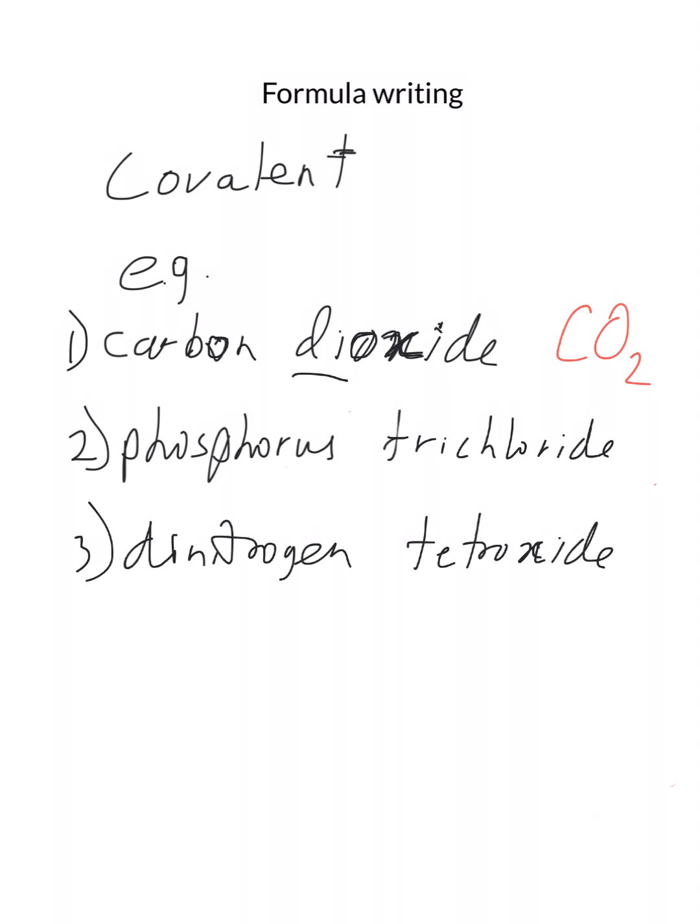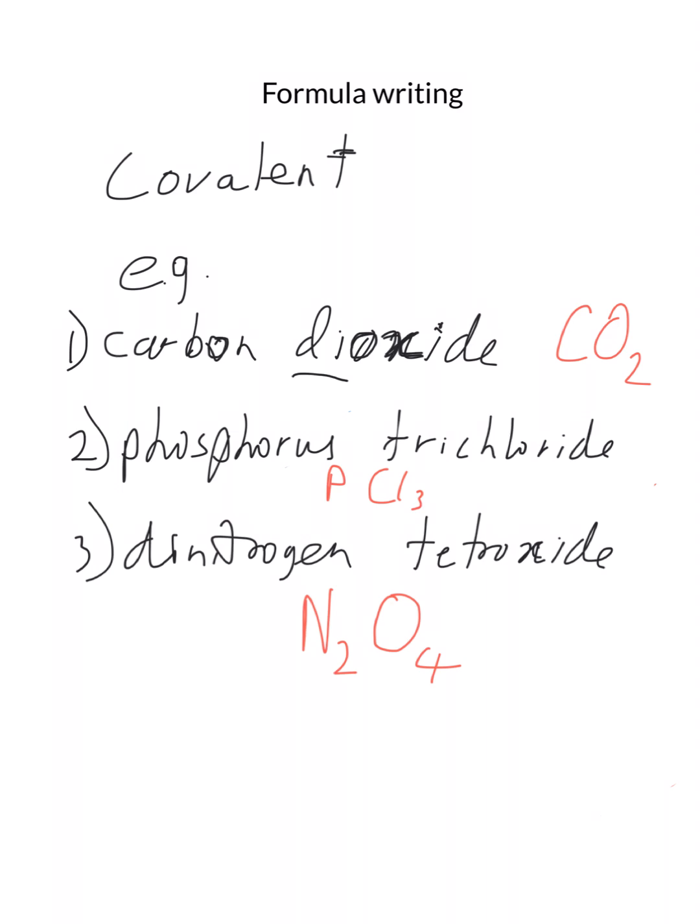Next up we have phosphorus trichloride. Phosphorus is P, chloride is chlorine, Cl, and then tri means 3 of them, so you put it down the bottom. Next up you have dinitrogen tetroxide. Nitrogen is N, and it's di, so there's 2 of them. Tetroxide is O, oxygen, oxide, and tetra means 4, so you put a 4 next to it.